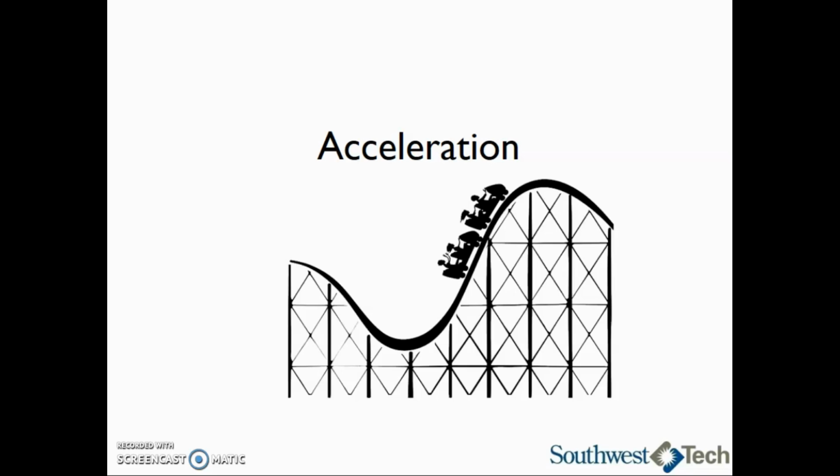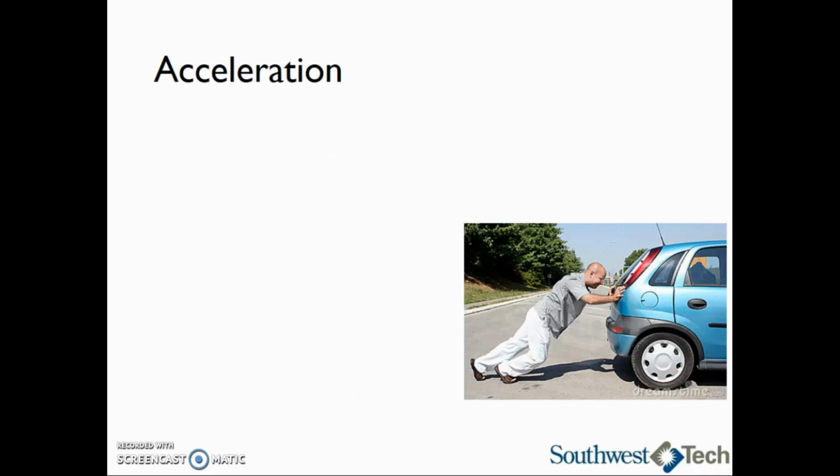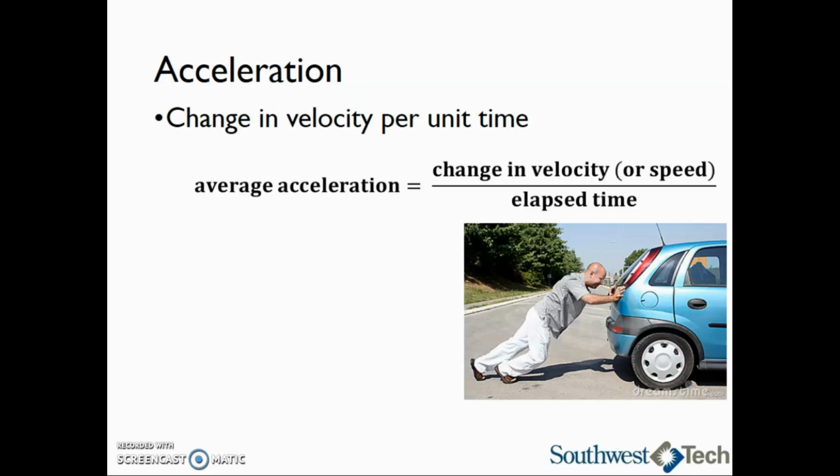This second lecture video on motion will discuss acceleration. Acceleration is a change in velocity per unit time. To find the average acceleration, we will take the change in velocity or speed, depending on which is given in the problem, and divide by the elapsed time.